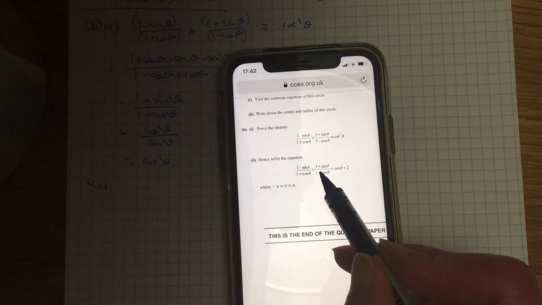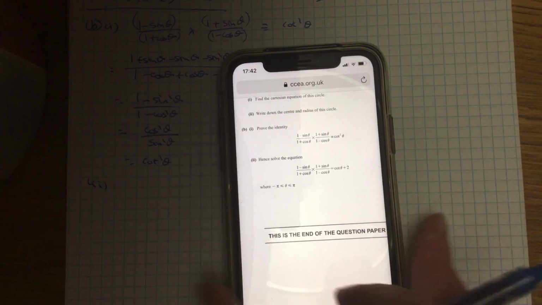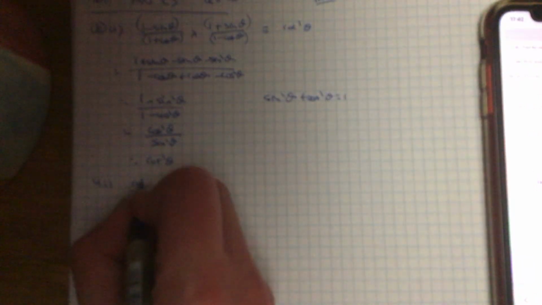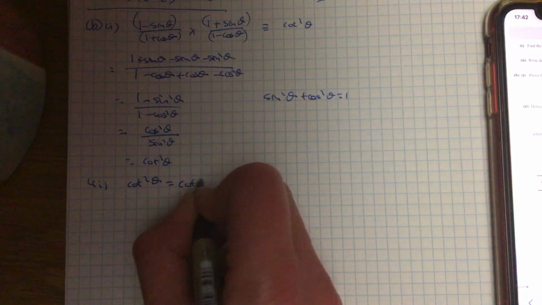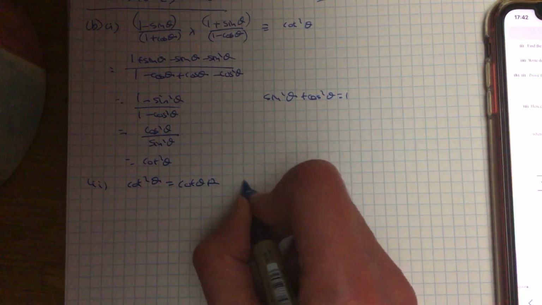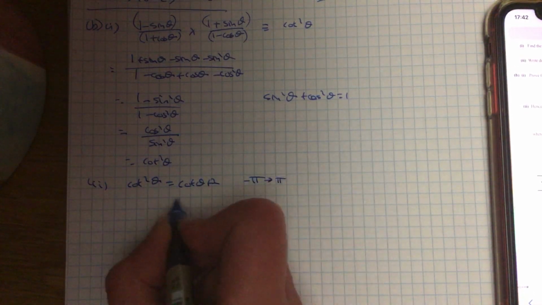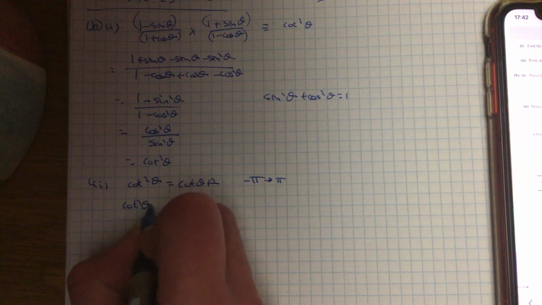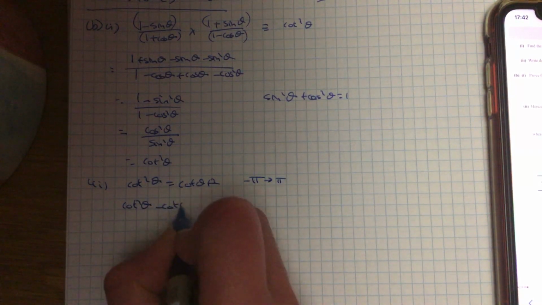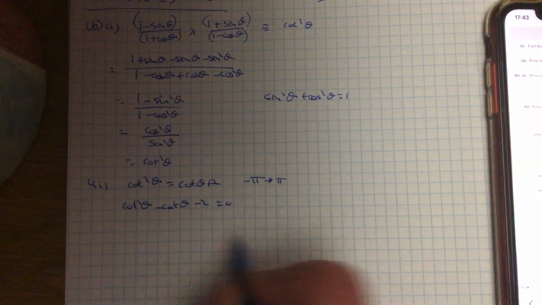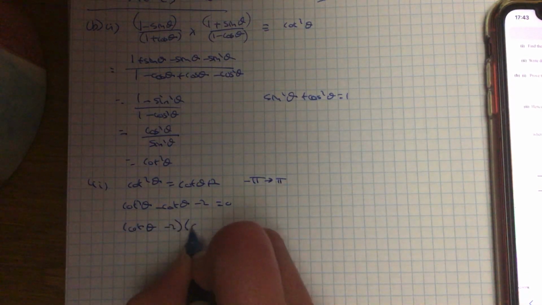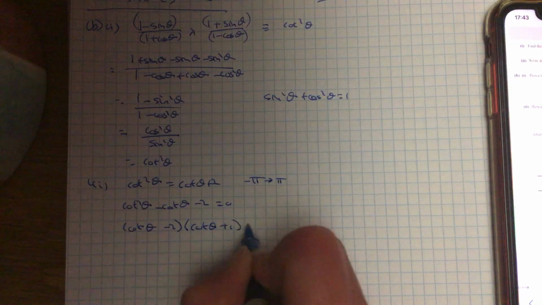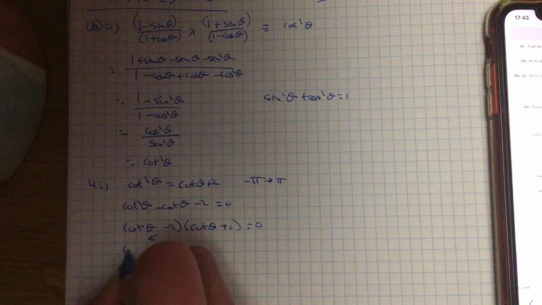So you're going to put cot squared here, so cot squared equals cot plus 2, and I'm between minus pi and pi. It's quadratic, so put everything on one side. So cot squared minus cot minus 2 equals 0. That factorizes nicely, so you've got cot minus 2, cot add 1. You can use the formula if you prefer.